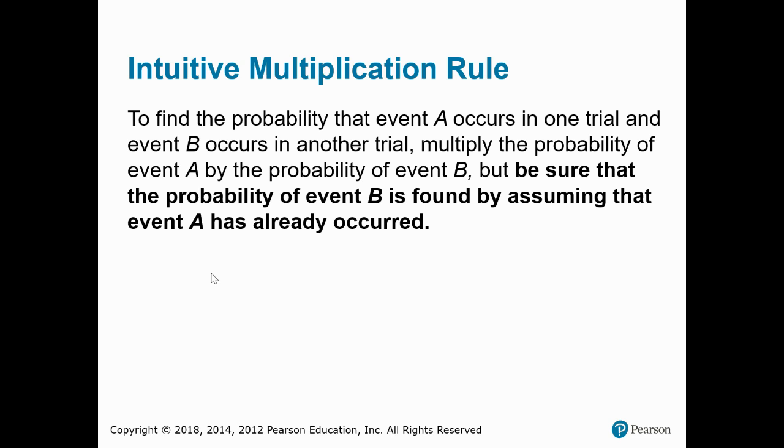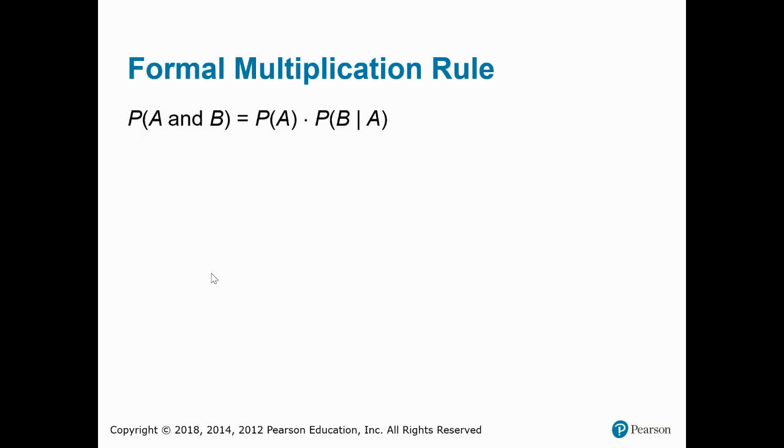So be sure the probability of event B is found after event A has already occurred. So you're looking for those words. All right, so this is the formula here for the and. Probability of event A is the normal, regular, old, simple event probability like we did in section 1. There are 38 things. Probability of each thing is 1 out of 38.